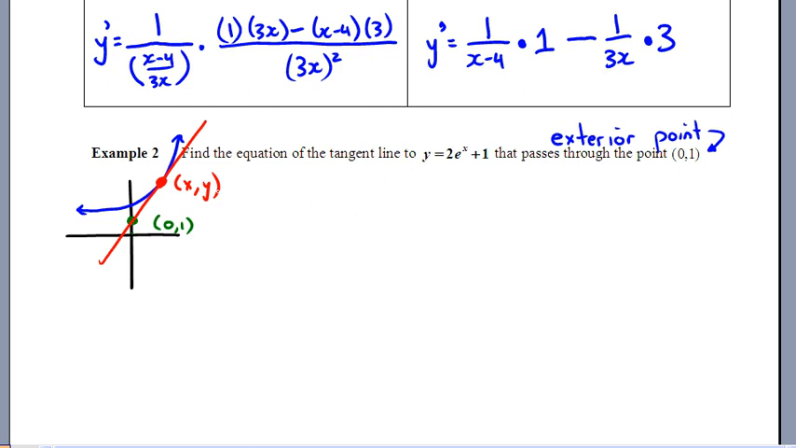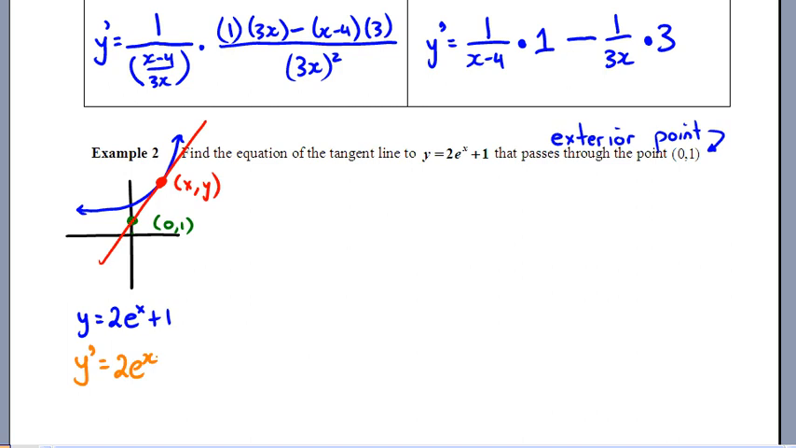Okay, all right, let's see if we can get this to work. We do know that for that blue graph, the function is equal to 2e^x + 1. And the derivative for that graph, the slope of that graph, is going to be just 2e^x. The 2 hangs around, and the derivative of e^x is e^x.